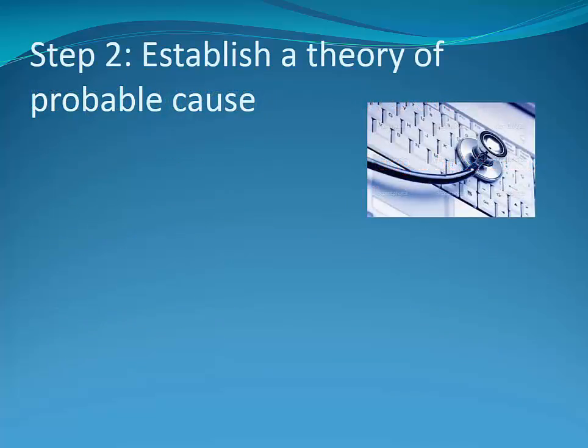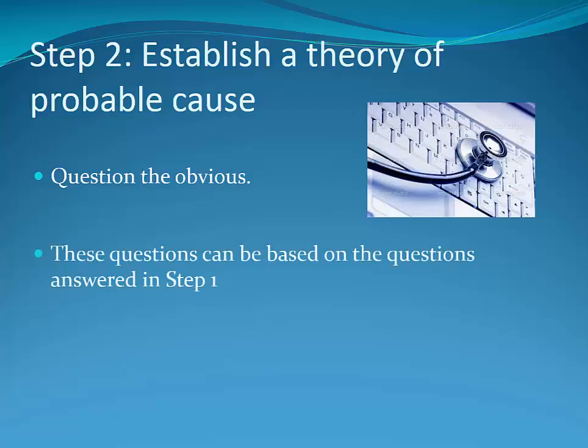Step 2 is to establish a theory of probable cause. First, make sure to question the obvious. Based on the answers given in Step 1, we can ask more specific questions. For example, let's say the user complains of a change in the way their browser looks or performs. They might tell you that they downloaded some new software. You may suspect that not only have they downloaded new software, but that unwanted toolbar features may have been added, causing the unwanted performance issues. This would give you something to investigate.